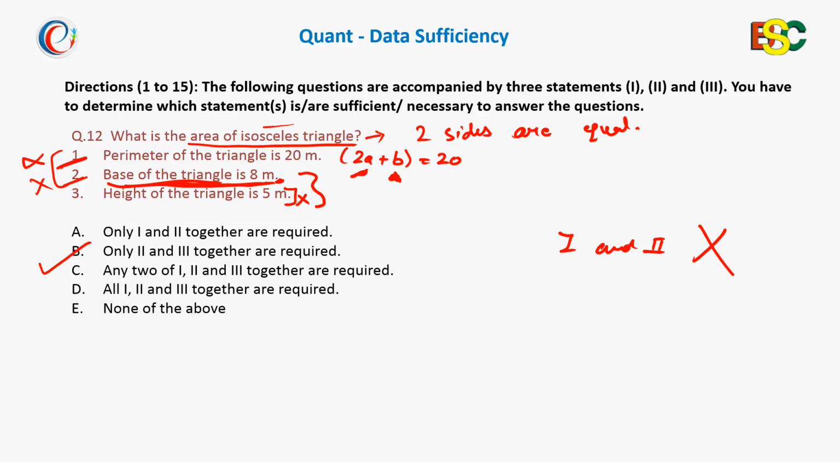So don't be confused and don't think that you can get the answer by statements 1 and 2 using Heron's formula.